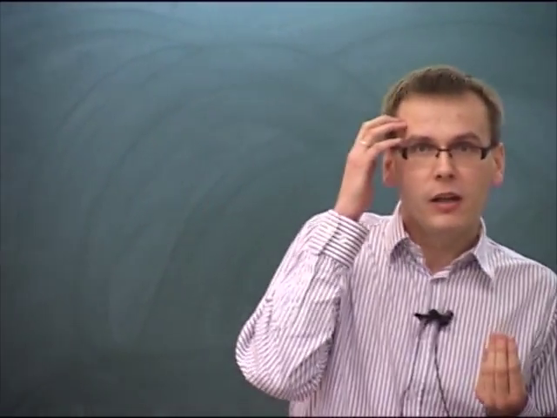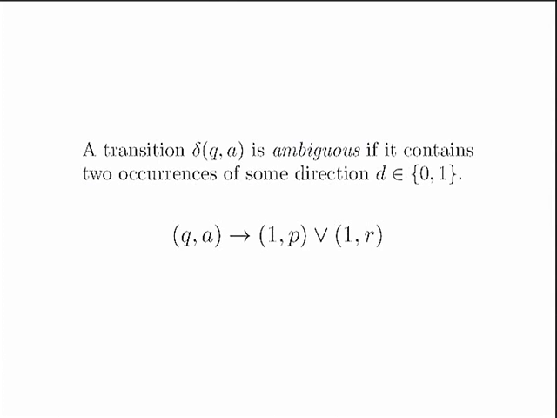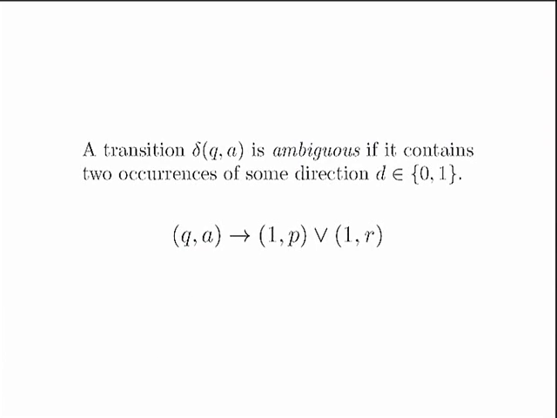Since the problem is caused by union, you just have to get rid of union. You have to make sure that your automaton doesn't contain union anywhere. But the union can be hidden somewhere. The way you get rid of union entirely is to exclude certain kinds of transitions. A transition is dangerous, we call it ambiguous, if it contains two occurrences of the same direction. That means that in some computation, the game can reach two places in the tree in two different states. So this is bad. This lets us encode union, or if you get conjunction there, it's intersection, which is equally dangerous.